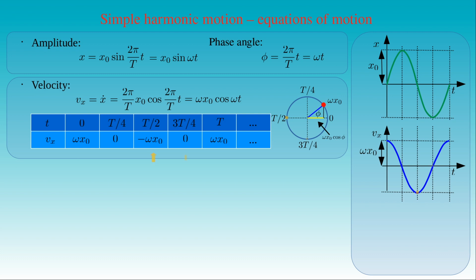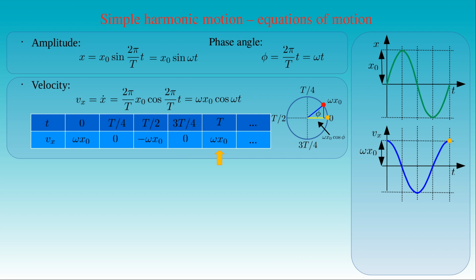At 3/4 of the period, the body arrives at the turning point with the maximal amplitude of x0 in the negative direction, and its velocity is 0. At the end of the cycle, the body goes back to its equilibrium position again with the maximal velocity omega times x0, pointing into the positive direction.